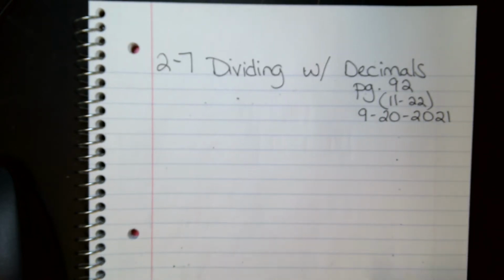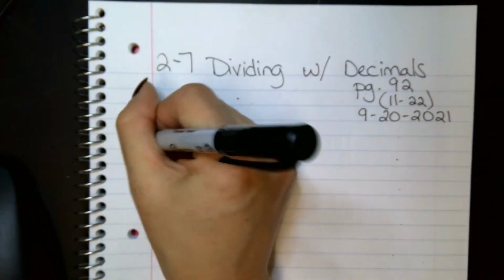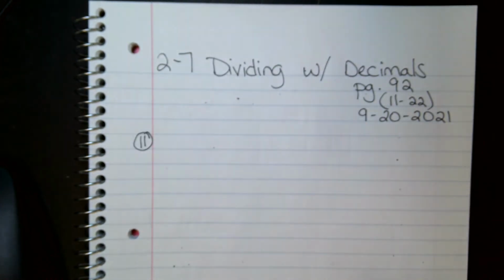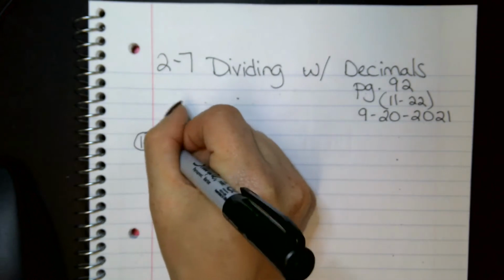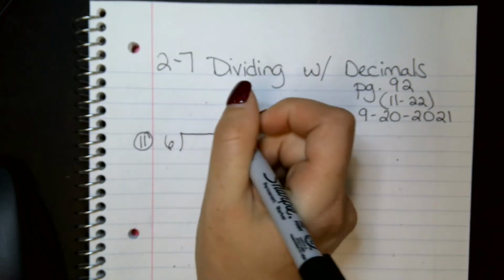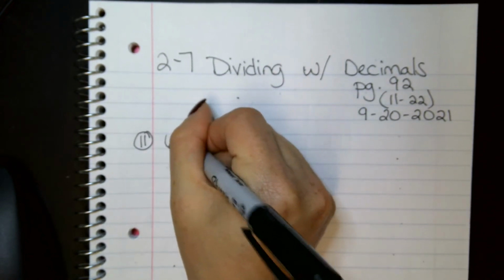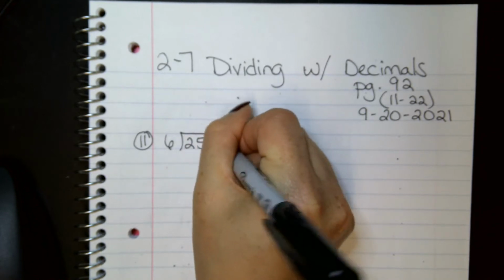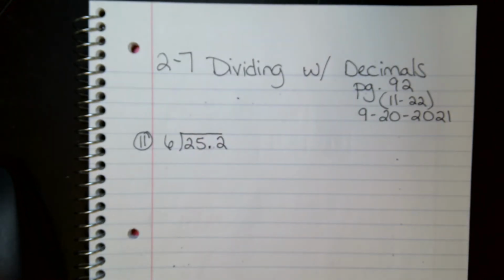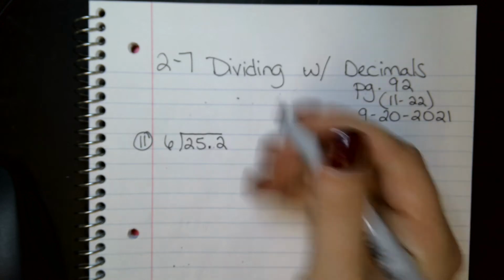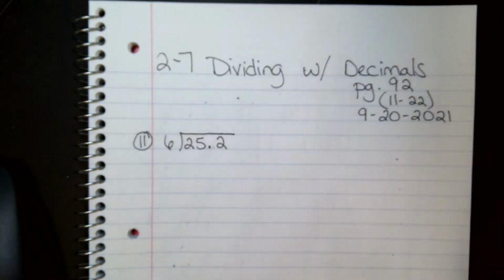All right, so we are starting with number 11 in your textbook. The first one, 25 and 2/10 divided by 6. So let's go ahead and start.